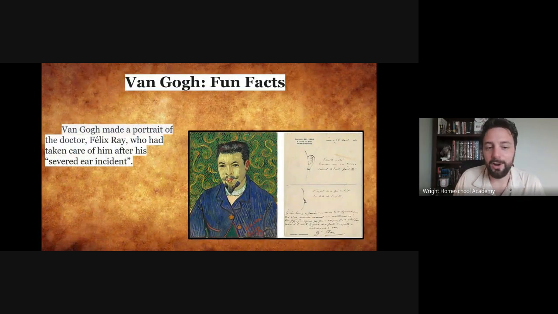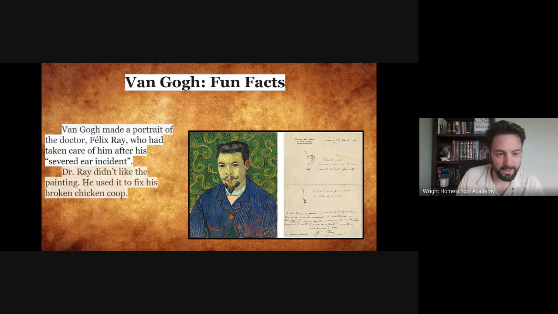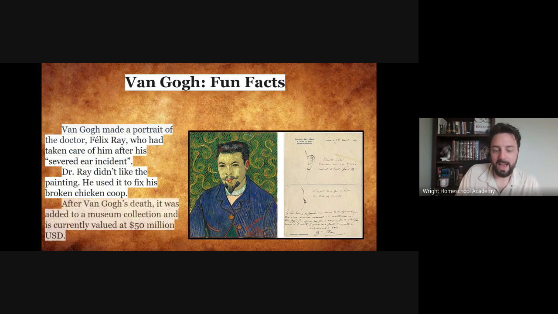Okay, also, Van Gogh made a portrait of the doctor Felix Ray, who had taken care of him after his severed ear incident. There's the portrait there. Dr. Ray, though, didn't like the painting. He used it to fix his broken chicken coop, like he was propping up something with it. After Van Gogh's death, it was added to a museum collection and is currently valued at about 50 million US dollars. Can you imagine, guys? This was used to prop up his chicken coop, and now it's worth $50 million.